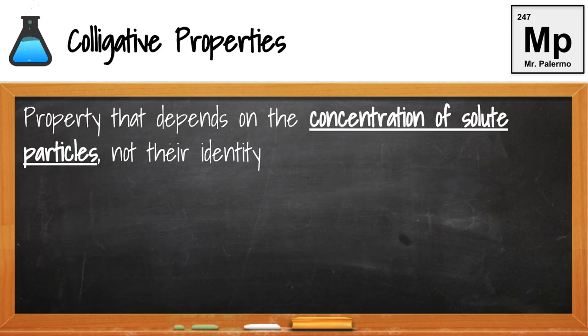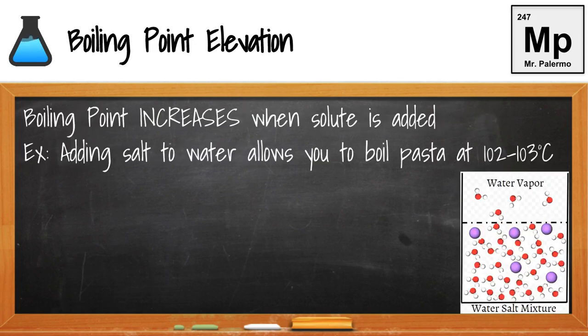And so we're going to look at something called colligative properties in this lesson. These are properties that depend upon the concentration of our solute particles and actually not their identity. And so we'll look at two colligative properties. The first one's going to be something called boiling point elevation.